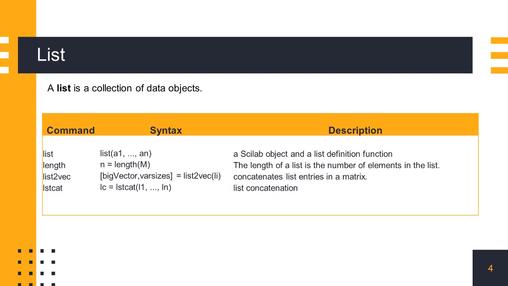Now we consider the next data structure, list. A list is a collection of data objects. They can be scalars, matrices, character strings, string matrices, functions, as well as other lists.